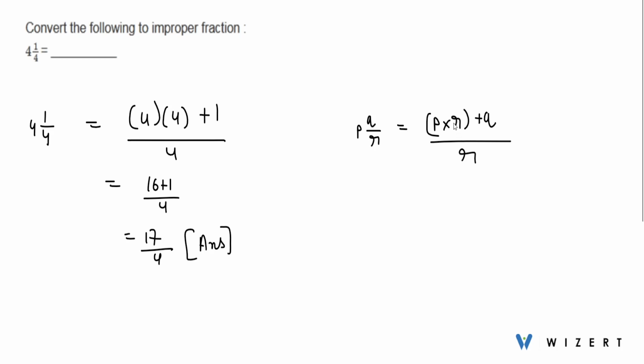So p into r, that is 4 multiplied by 4, and then plus q, which is 1, upon r, which is equal to 4, and which comes out to be 17 upon 4.